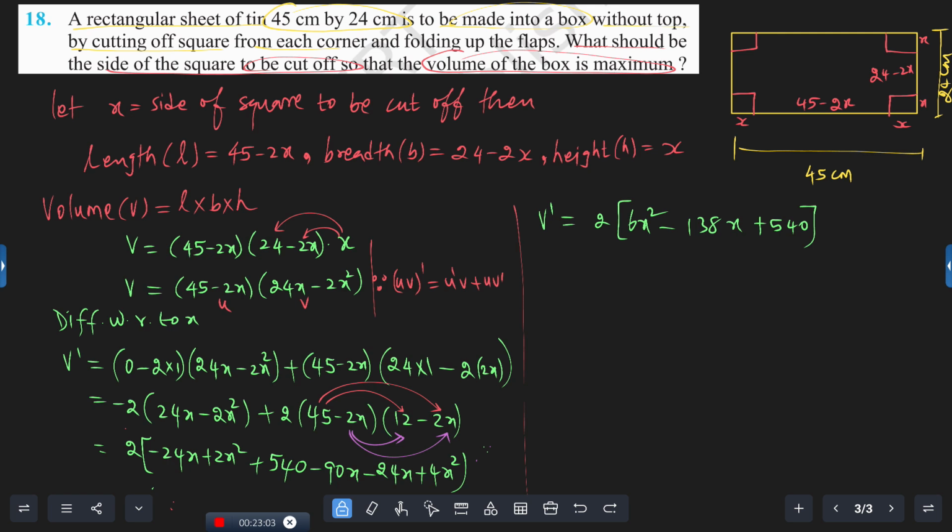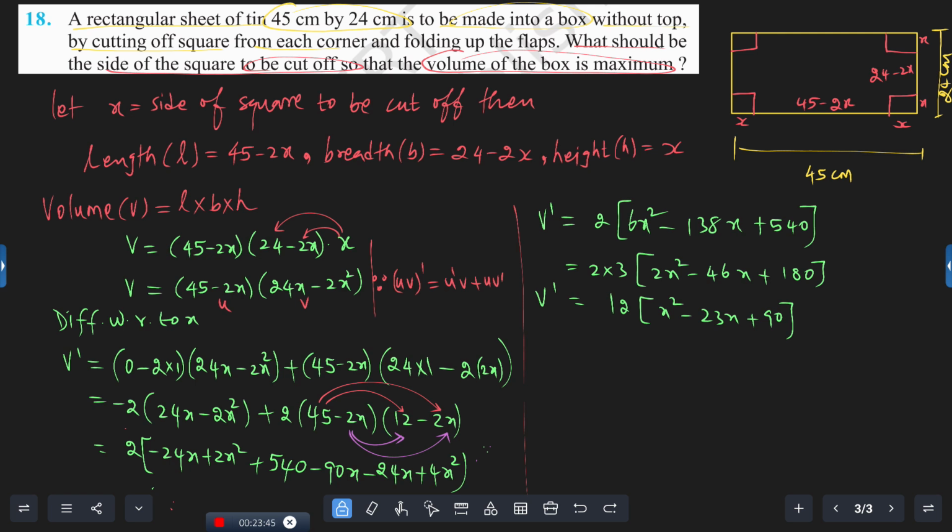Is that divisible by 3? Check once again. 1 plus 3, 4, 4 plus 8, 12. Yes, you can take 3 outside. If you take 3, 2x square, minus 4 threes are 12, balance 1, 6 threes are 18. From this, 1 three is 3, remaining 2, 24, 8 threes are 24. So again you can take 2. Then already this is 6, and if you take one more 2, 12. So x square minus 23x plus, taking only 2, this will become 90. That's it. This is v dash.